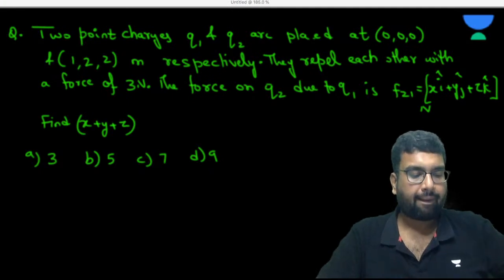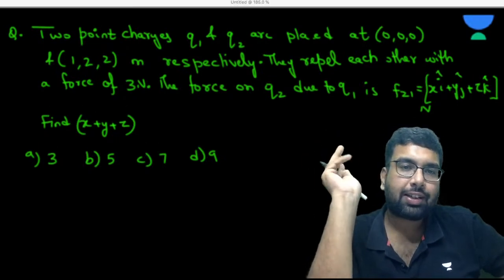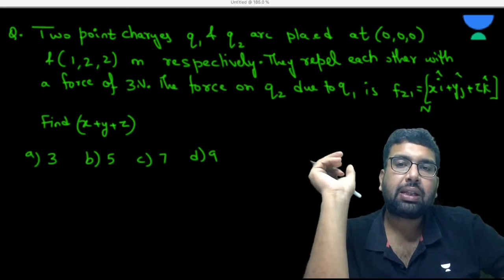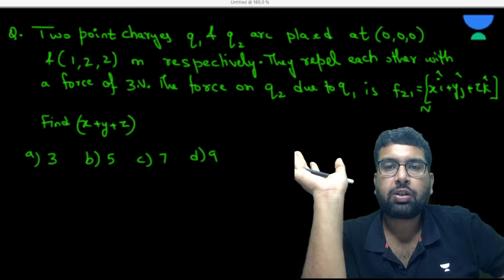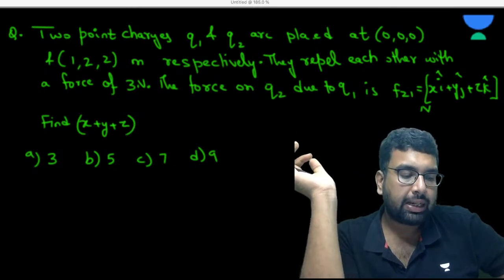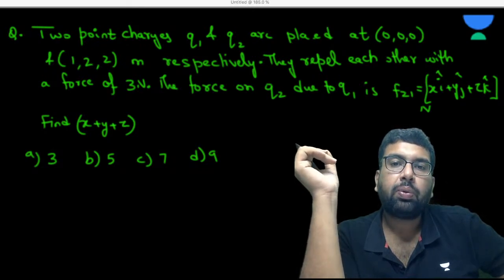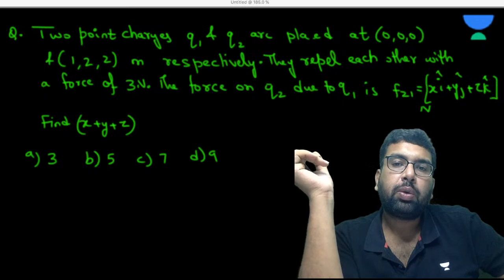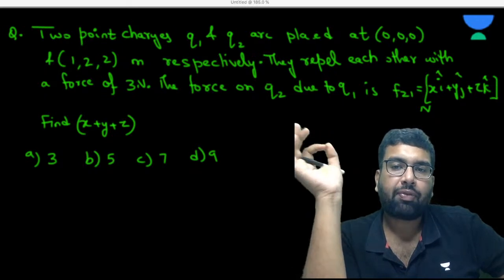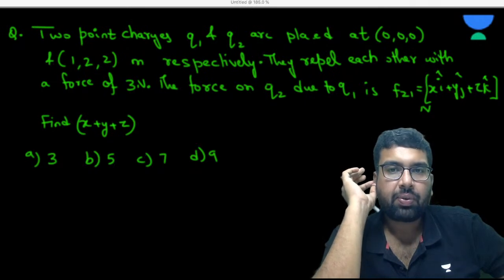Please answer me. So see, 2 point charges are there, Q1 and Q2, placed at the given positions. They repel each other with a force of 3 Newton. The force on Q2 due to Q1 is F21, which is this. Now can we please try to answer this question?